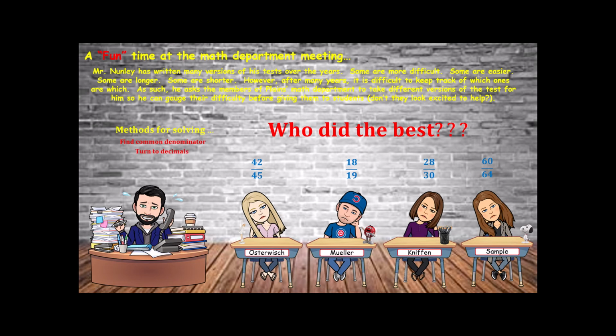Method number 2, we could turn them all into decimals by taking the 42 45ths and writing it as a decimal, 18 out of 19, 28 out of 30. We could turn all of those into decimals, and that certainly would make them easier to compare. Or we could use percents, which is the method we are going to talk about today.